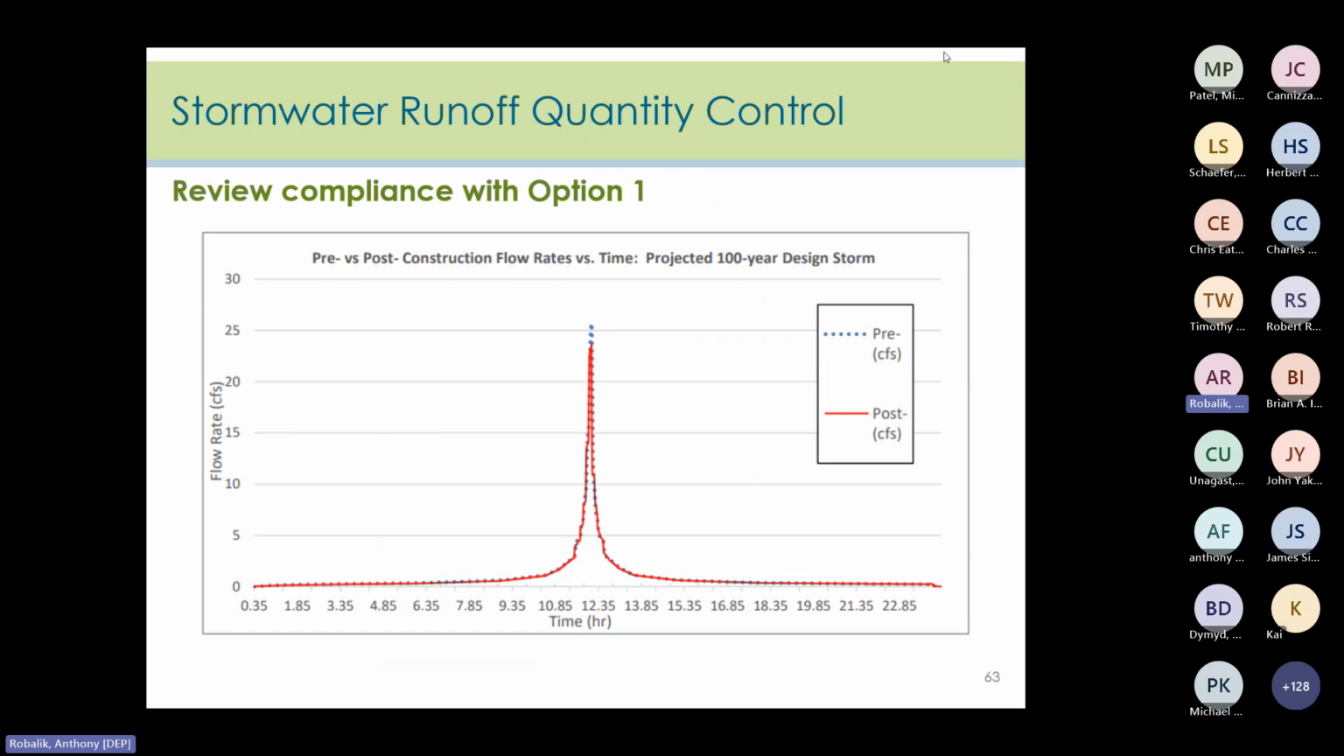So here's an example of a post-construction hydrograph exceeding a pre-construction hydrograph. And at first glance, the difference does appear to be negligible. However, the rules do not permit any exceedance. And if we were to zoom in on this hydrograph, which we'll do on the next slide, we would see that the post-construction hydrograph has a higher flow rate than the pre-construction at several points in time.